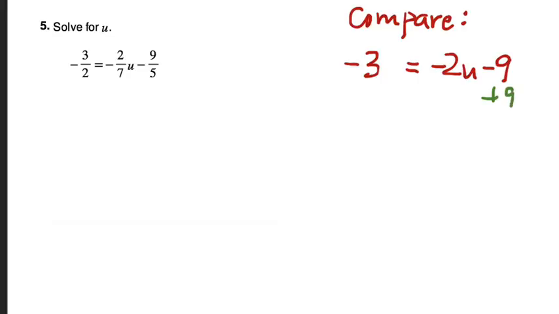Adding 9 to both sides. And so then on the left-hand side, negative 3 plus 9 is going to give me positive 6. On the right-hand side, I'll have negative 2u. And then what do I need to do from here to get that u by itself? Divide by negative 2, and then we will be done.